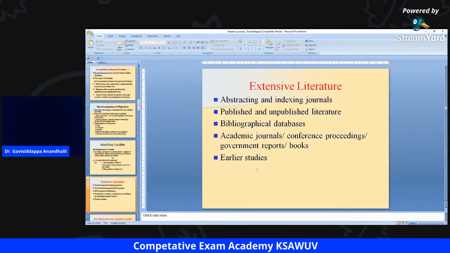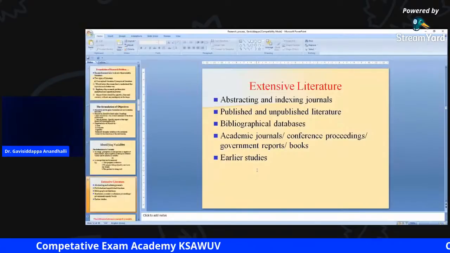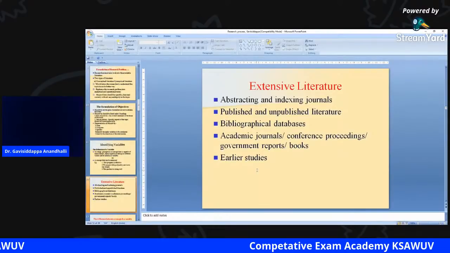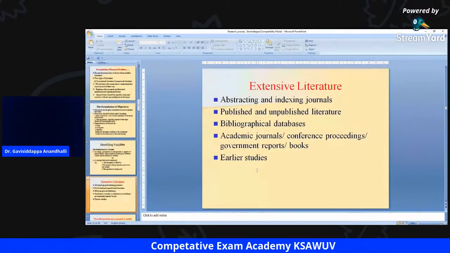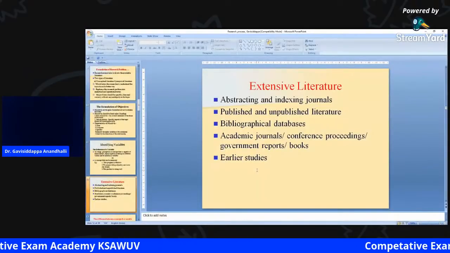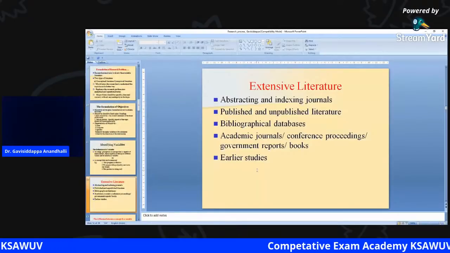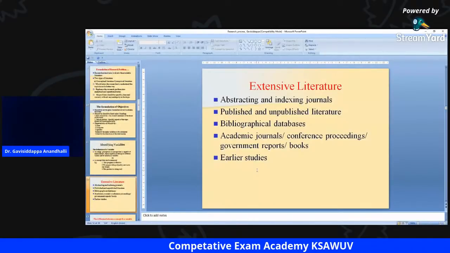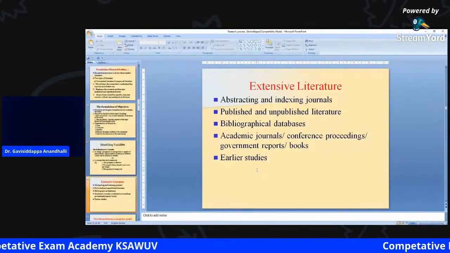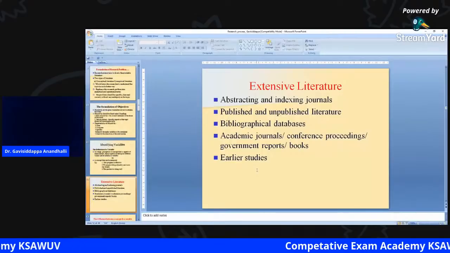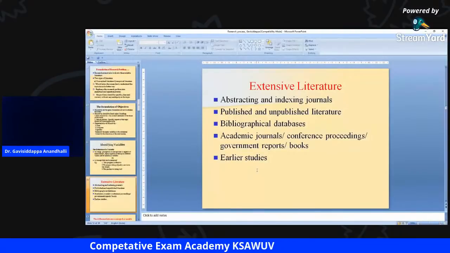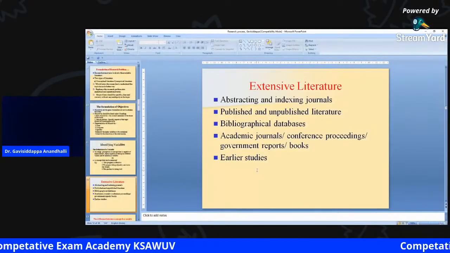If you just give the keyword, for example, if you are interested in doing research on job satisfaction, you type the keyword in the particular database, and it will search and give the result. How many studies have been conducted so far on job satisfaction, how many works at the national level, at the international level, a comprehensive picture we can get in the online databases.